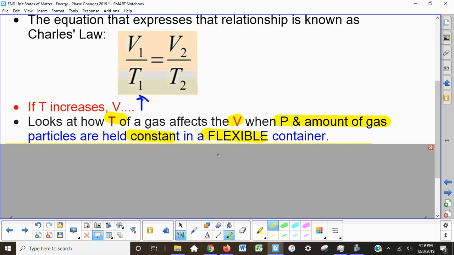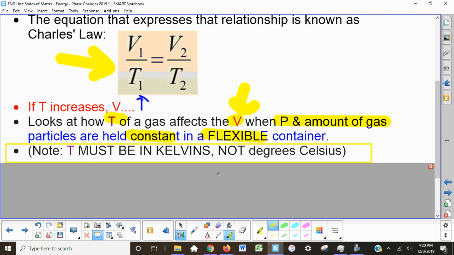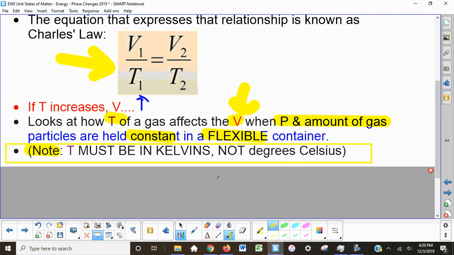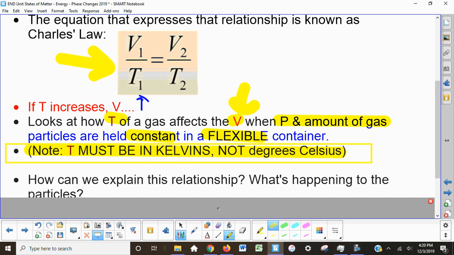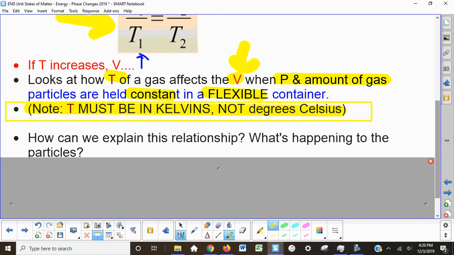You also have to have a flexible container since volume is one of the variables in the equation. So you have to have a container like you did with the balloon, a flexible container, or like you had with Boyle's law with that gas being compressed with the water. You absolutely have to have temperature in Kelvin in order to plug in any values into that equation. And then how do we explain this?